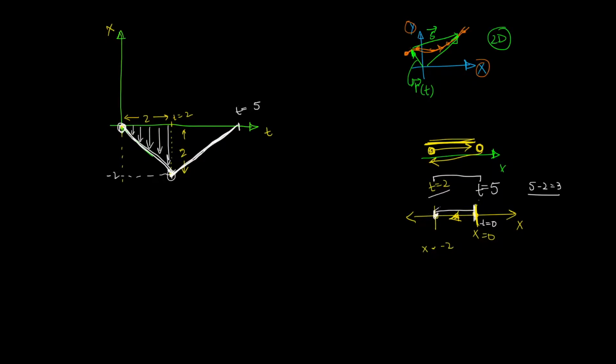So our body's motion now, rather than having a curvy line like that, would be represented by this line here, which meant that the body moved in the negative x direction for the first 2 seconds and moved in the positive x direction for the next 3 seconds. 3 seconds here and 2 seconds there. So this is how x versus t graphs look.